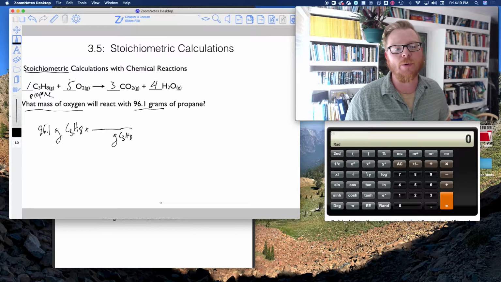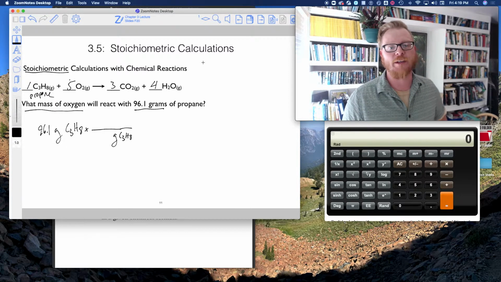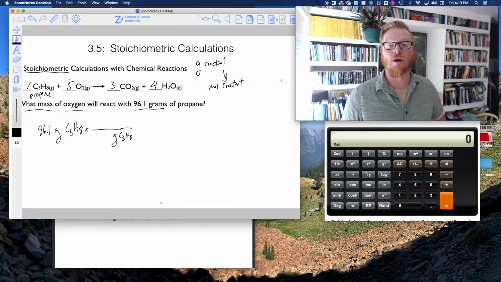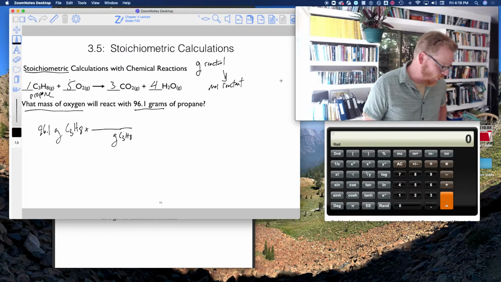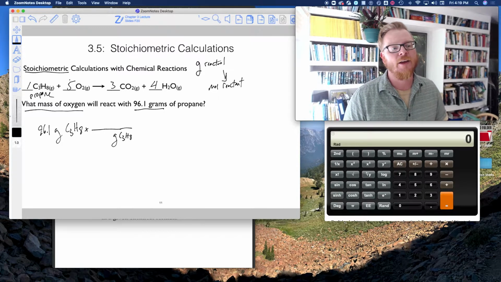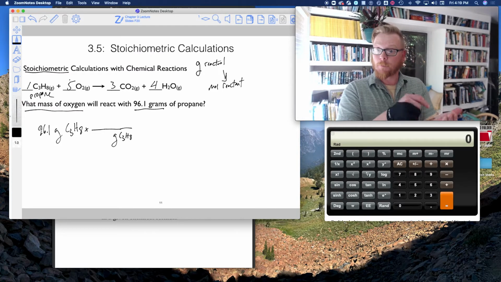So what I really need to do is convert this grams of propane into moles of propane. So we're going to write that down for chemical reactions, okay? If we have grams of reactant to start with, I need to make that into moles of reactant, okay? And I can do that with the molar mass. And to calculate the molar mass, I take 3 times the average mass of carbon plus 8 times the average mass of hydrogen.